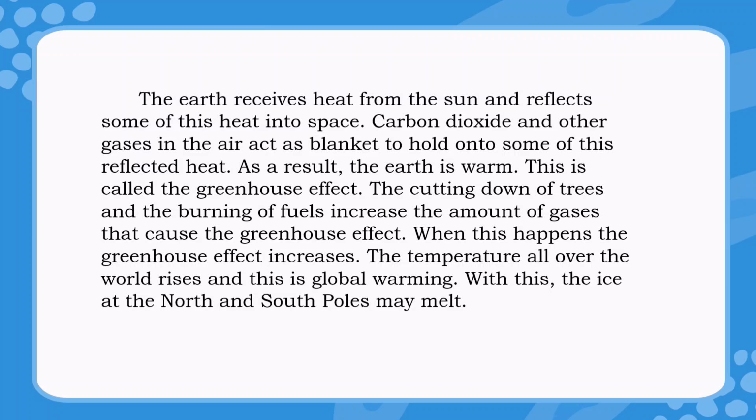The Earth receives heat from the sun and reflects some of this heat into space. Carbon dioxide and other gases in the air act as a blanket to hold onto some of this reflected heat. As a result, the Earth is warm. This is called the greenhouse effect. The cutting down of trees and the burning of fuels increase the amount of gases that cause the greenhouse effect. When this happens, the greenhouse effect increases. The temperature all over the world rises, and this is global warming.